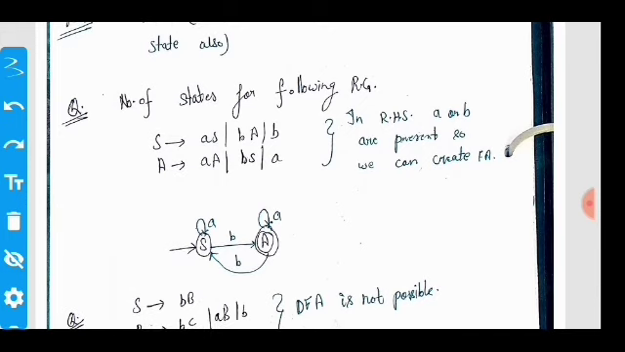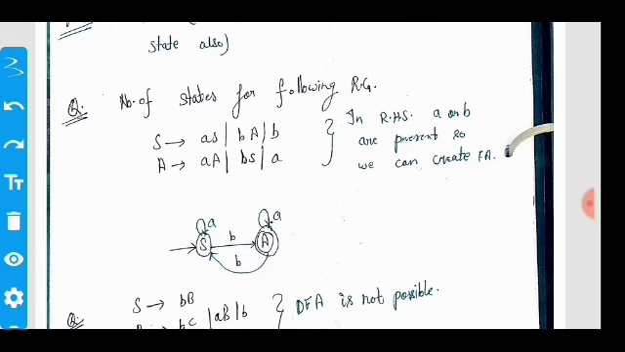Number of states following regular grammar. Here the grammar is given as S produces aS or bA or b, and A produces aA or bS or a. Since a and b are present on the right-hand side, we can create a finite automata. Yes, of course we can create a finite automata. How?